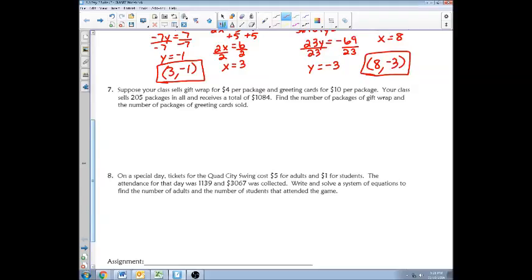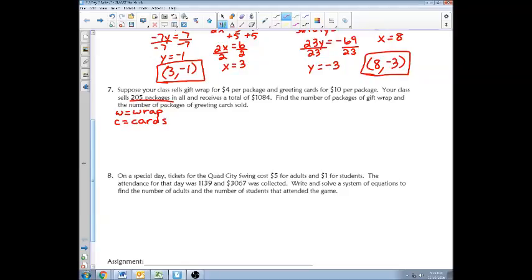First thing I want to do is make my variables. So it's the packages of gift wrap and the number of packages of greeting cards sold. I'm going to use W for gift wrap, and I'm going to use C for greeting cards. Okay. Well, it's asking us to find the number of packages of each sold. So it has given us this information about 205 packages in total.